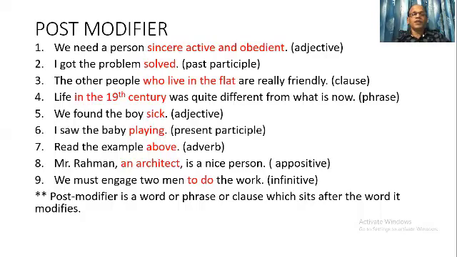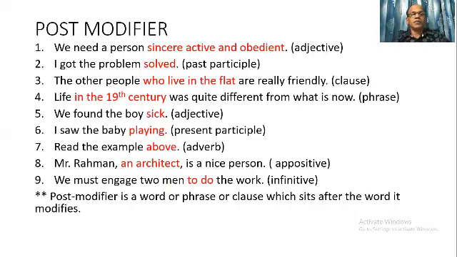Number one, we need a person sincere, active, and obedient. Yes, I have used three adjectives here: sincere, active, and obedient. These three adjectives are qualifying the noun person. So adjectives are used here as post-modifiers. Number two, I got the problem solved. Solved qualifies the noun problem, and it is after the noun problem. So this is a post-modifier. And solved is the past participle used as an adjective here.